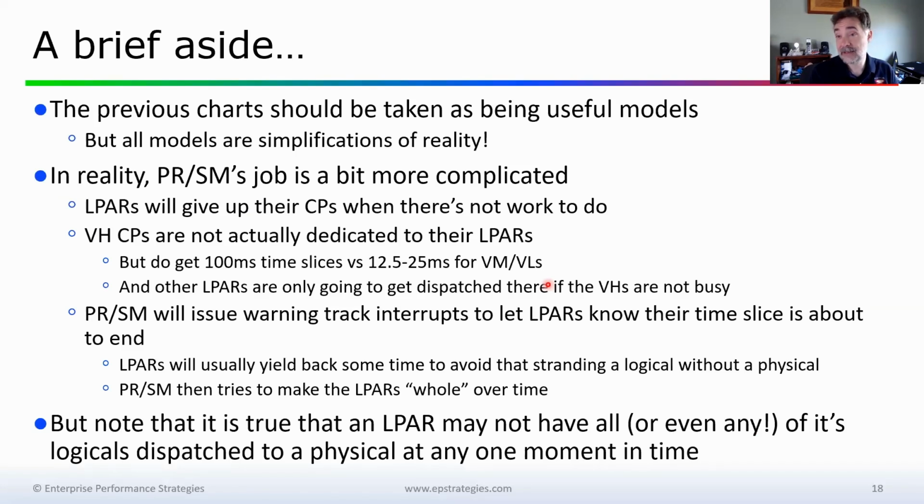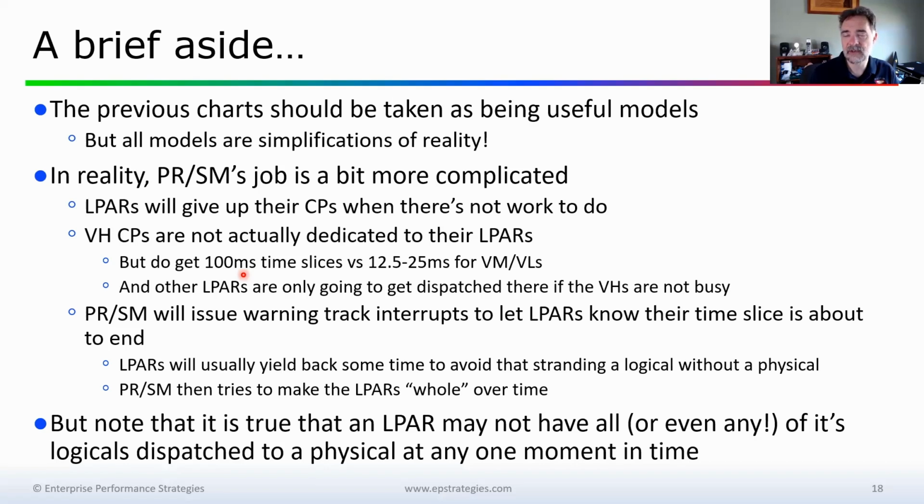I just said that, it's a little more complicated. Oh, here's where we say the vertical highs are documented to get 100 millisecond time slices versus 12.5 to 25 milliseconds for vertical mediums and vertical lows. This is according to the fine manual. We'll talk about that a little bit more at the very end too.